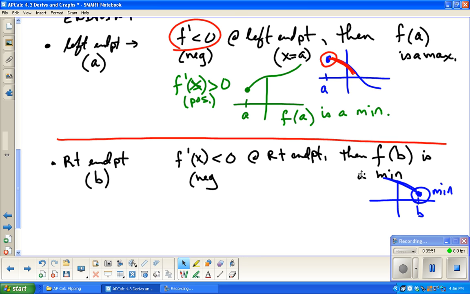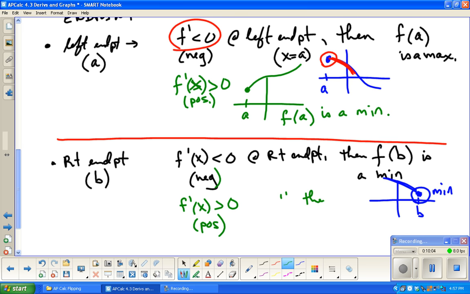And again, the inverse of this is true, so instead of negative, we make f prime positive at the right endpoint. Then f of B is a maximum. Here's B, and if the derivative is positive coming up to it, so we're going up to that point, then that's a maximum.